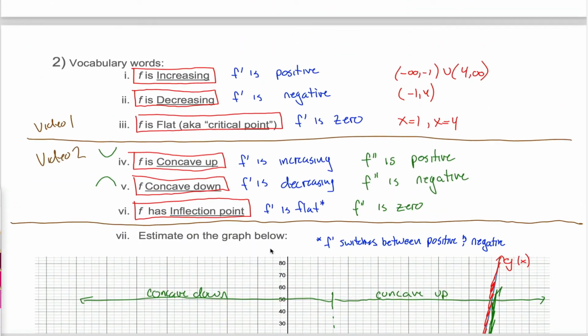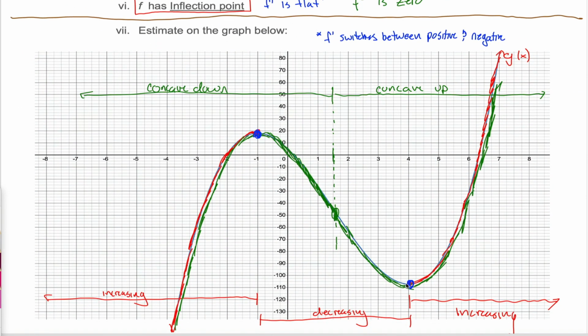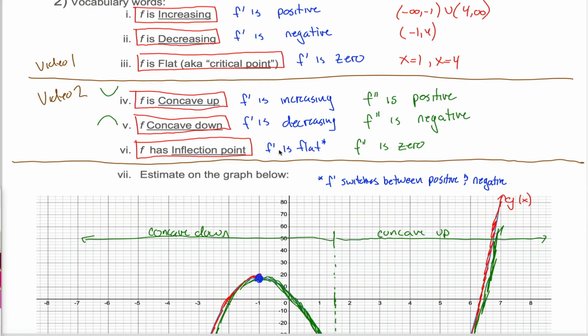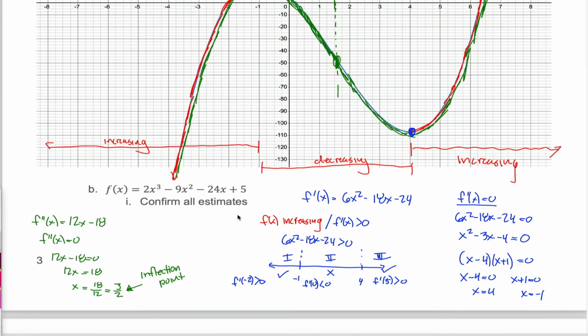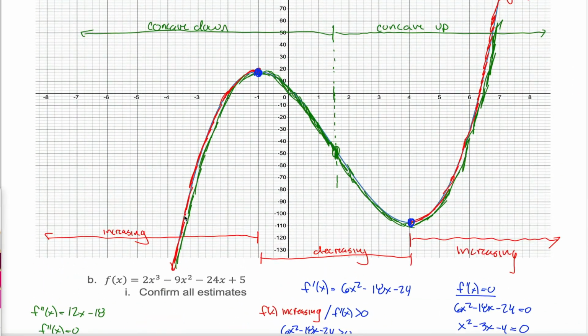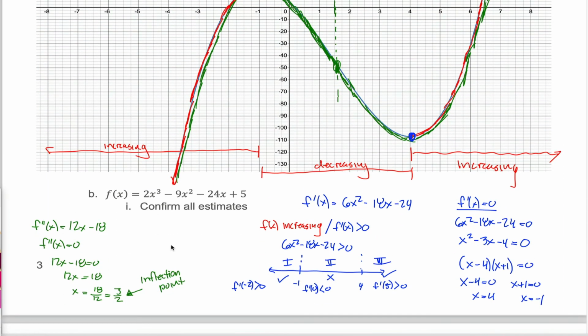My function is flat, in other words, I have critical points when f prime of x equals 0, which happened at -1 and +4. My derivative is flat. In other words, the second derivative is 0 when my function has inflection points, and that happens at 3/2. My function is concave down to the left of 3/2, and my function is concave up to the right of 3/2. And I can confirm all that by doing one more sign line, except now not looking at the first derivative, 6x squared minus 18x minus 24, but instead looking at the second derivative, 12x minus 18.